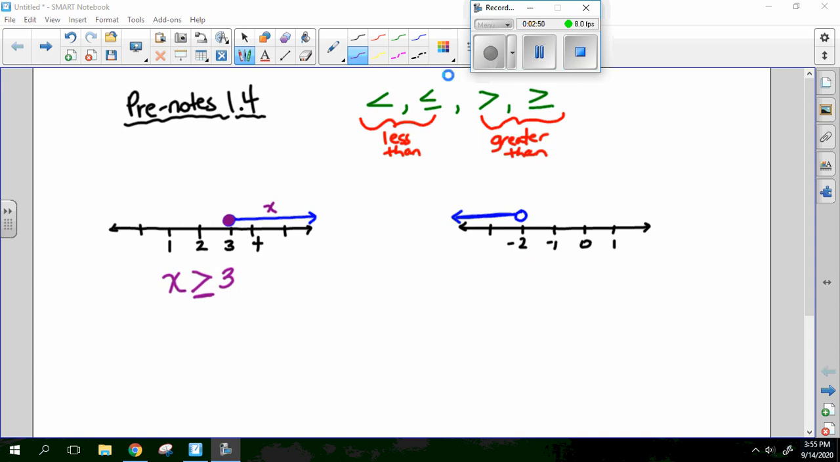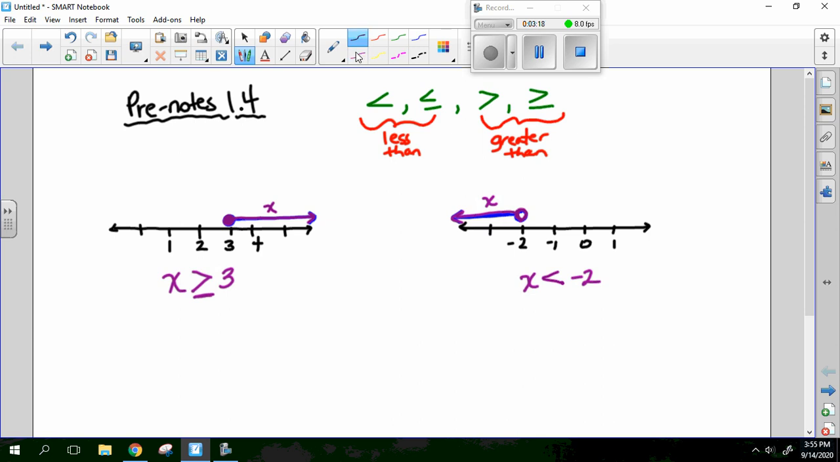Over on the second one, the line is going to the left. Remember the line is like your x, and it's going to the left, so I'm going to use a less than symbol, and because this circle is open over -2, I'm not going to put the or equal to bar underneath it. Now, that's one way to write the solution.